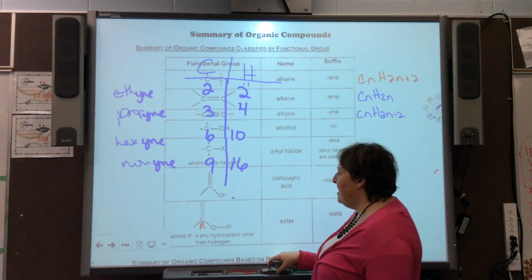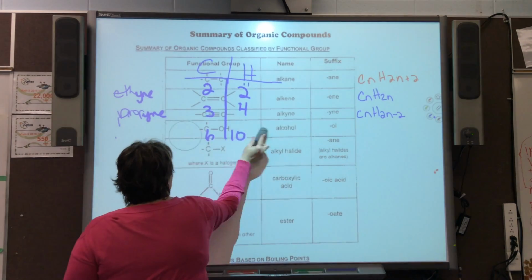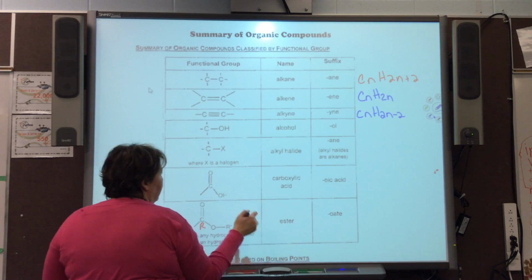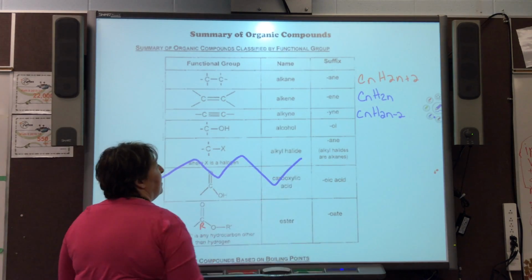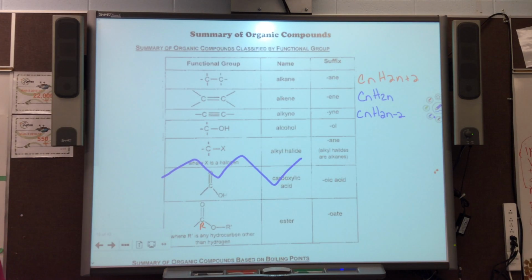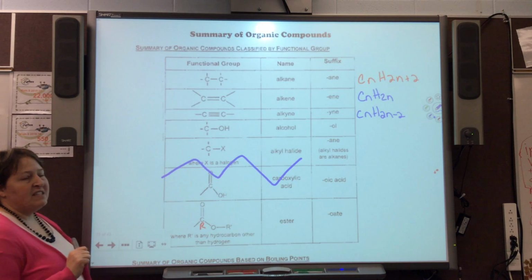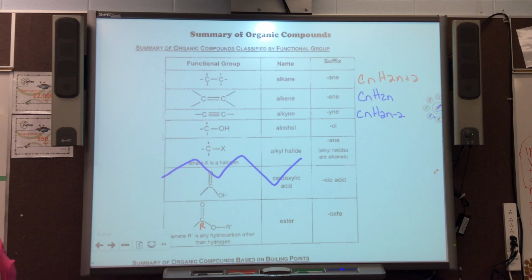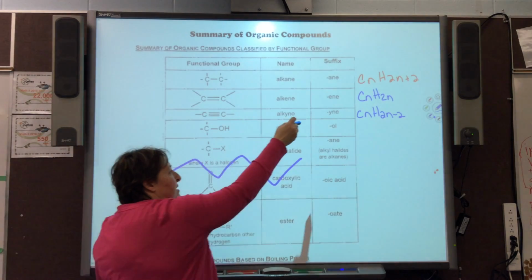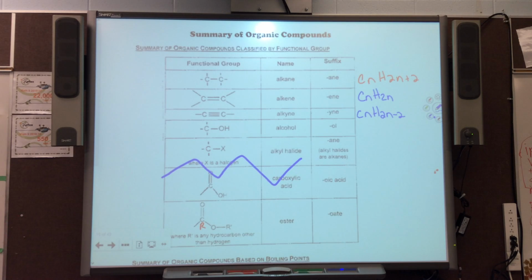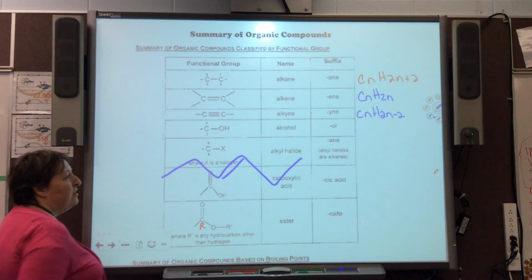So now you could be given just a standard straight chain, not one with side chains, and you could figure out the pattern. You could tell me the empirical formula. How many carbons are there? 1, 2, 3, 4, 5, 6. If I have 6 carbons in a straight chain with no double bonds, I'm going to be looking at this formula: 6 times 2 is 12, plus 2 is 14 hydrogens.